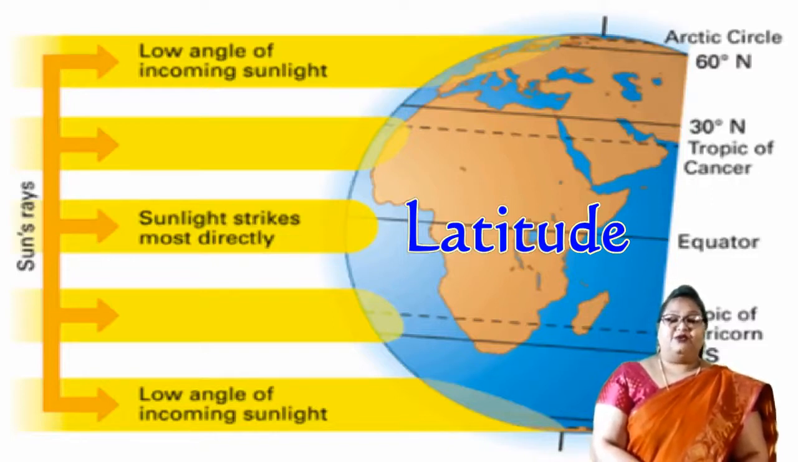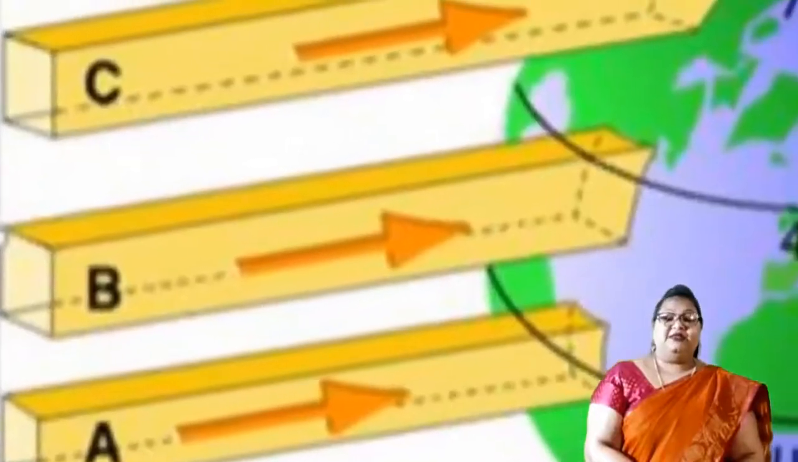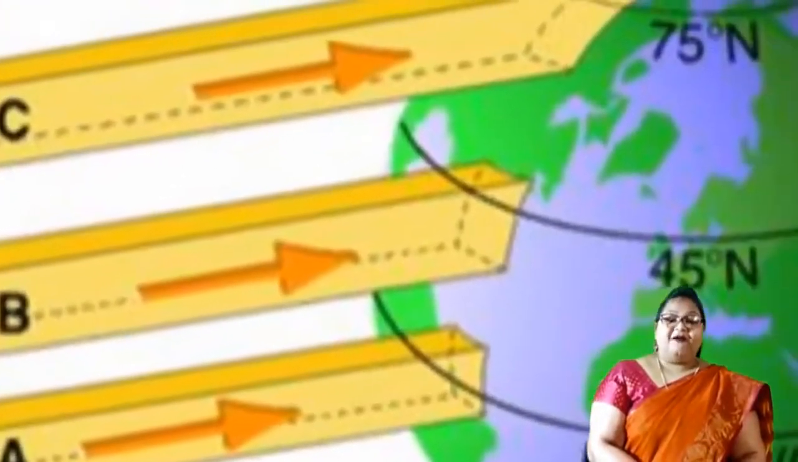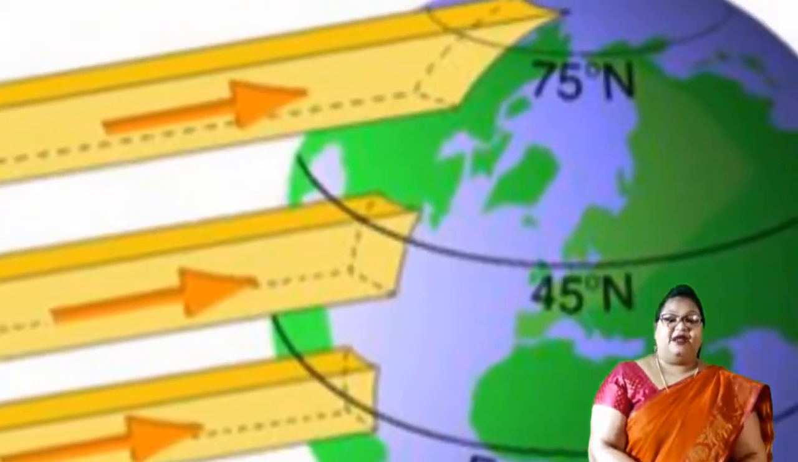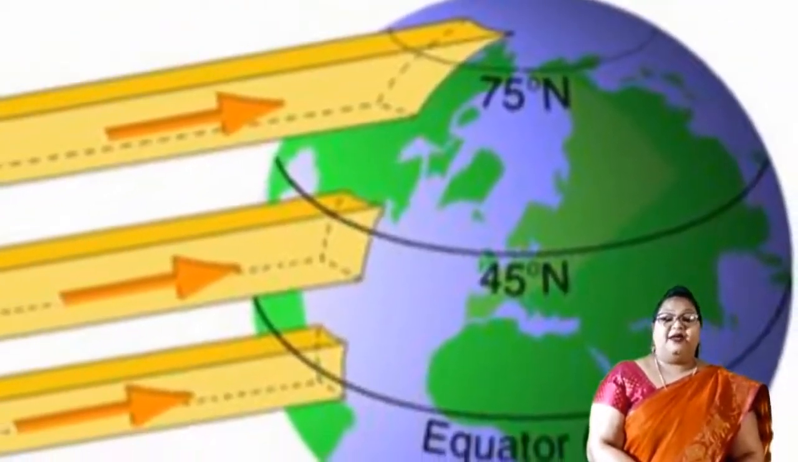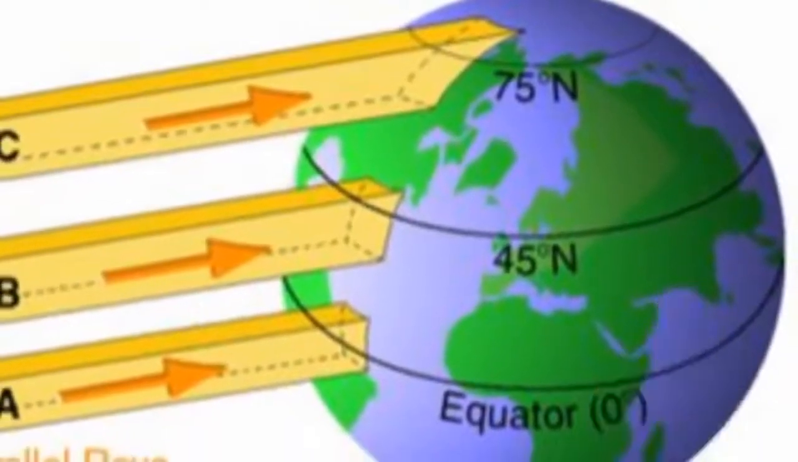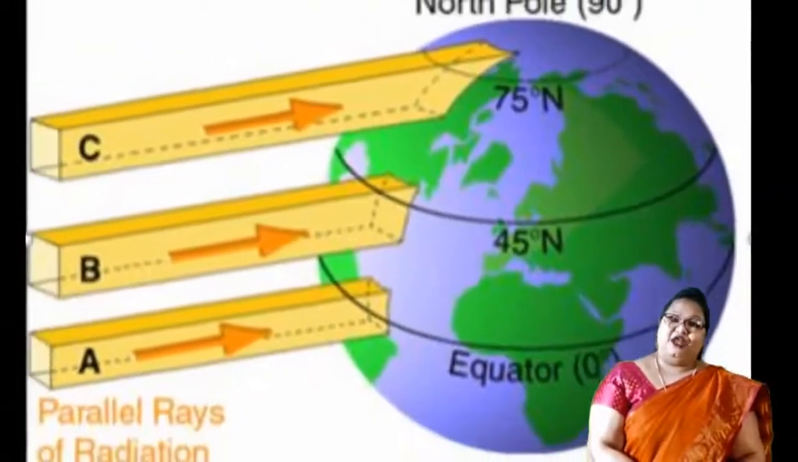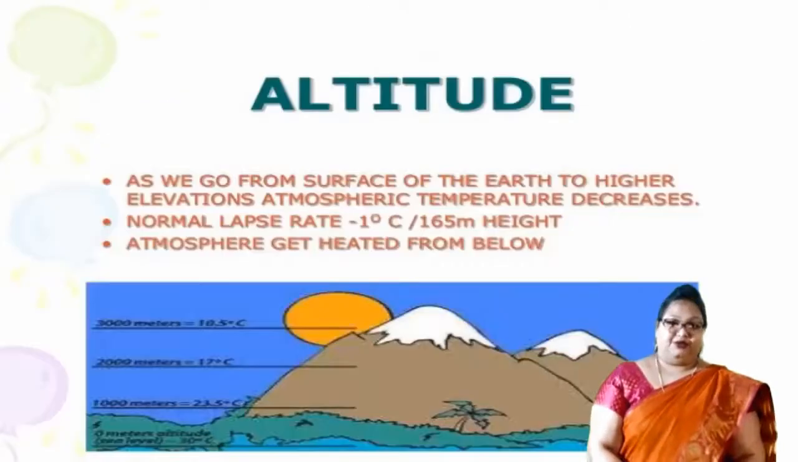Hence, the heat of these rays is more intense at the equator, but in high latitudes the sun rays are slanting and have to pass through a greater extent of the atmosphere. Hence, these rays lose heat, and so the areas in the higher latitudes are not very hot compared to the equatorial region.